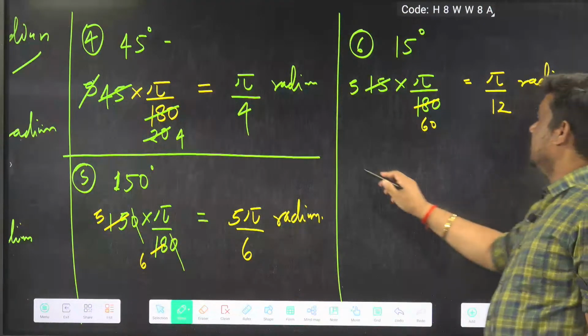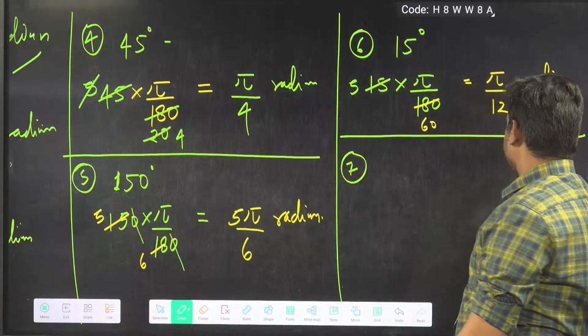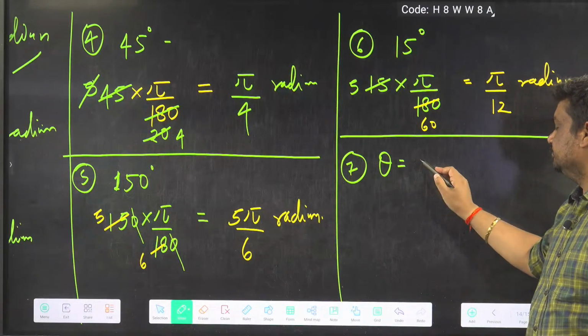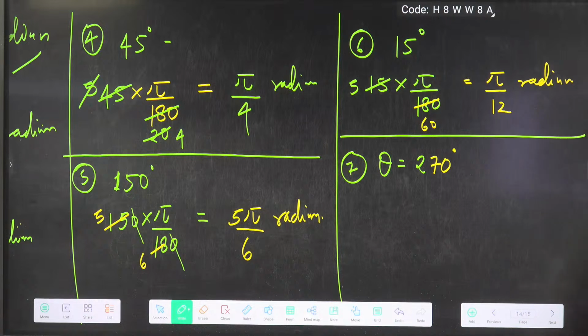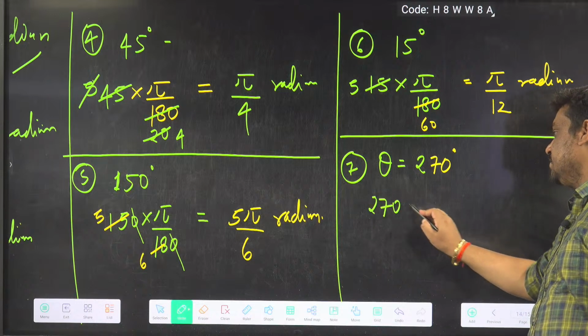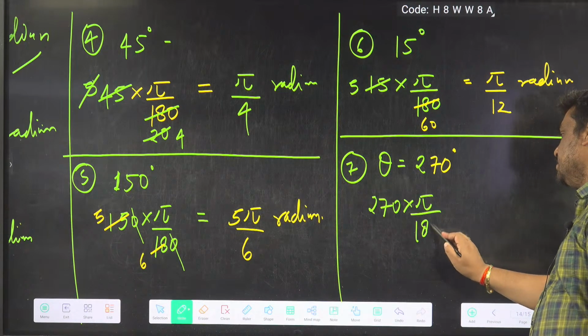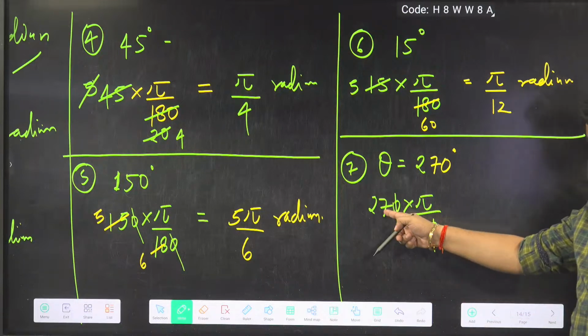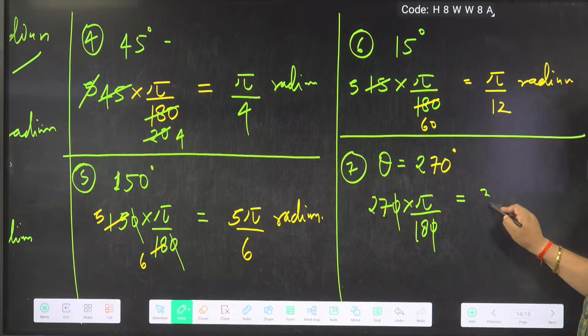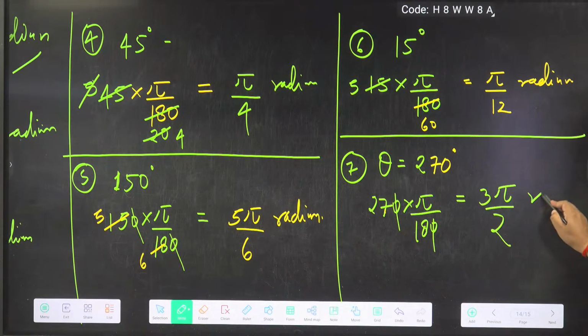Number 7. Tell me this one. 270 degree. Fast. 270 degree. You can say 270 becomes basically here 270 into pi by 180. 0, 0 cancelled here. We can cancel with the 9. So here 3, here 2. So this becomes how much? 3 pi by 2 radian.